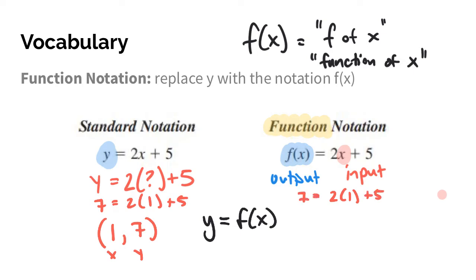But the way this is going to be written is like this. F of 1 equals 7, where 1 represents my x and 7 represents my y. Again, that's my input, and that represents my output. So it's going to be labeled differently, but it's almost the same thing that we would do for a point, just represented in a different way. So our goal for today is to represent function notation, to be able to understand how to evaluate function notation and to read function notation.